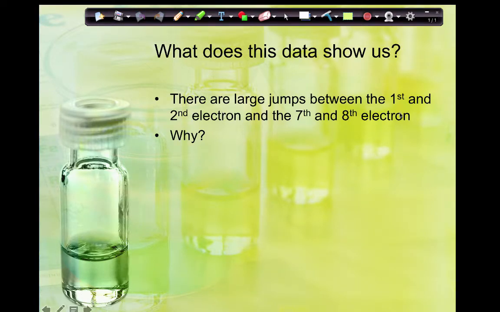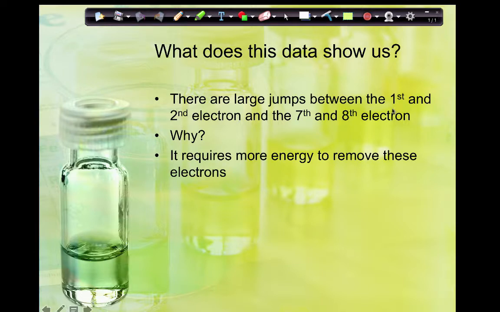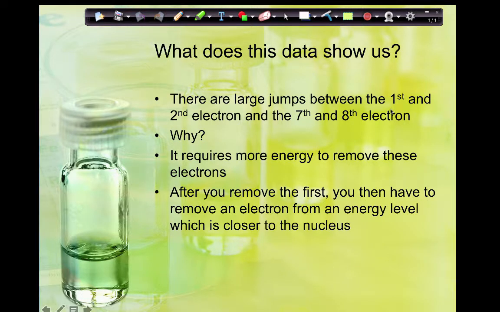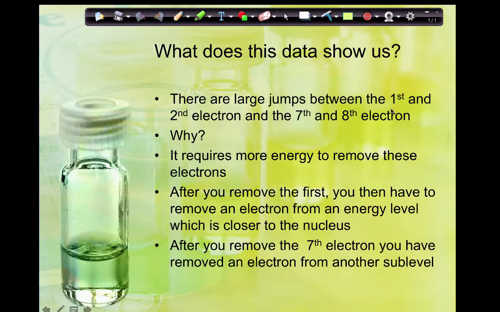So again, we saw 2 large jumps, between the first and the second, and between the 7th and the 8th, and that's because it takes more energy to remove those electrons. After you remove the first, you have to remove an electron from the next energy level in. After you remove the 7th, you have to remove an electron from another sublevel, which happens to be the s, which is a little bit closer to our nucleus.